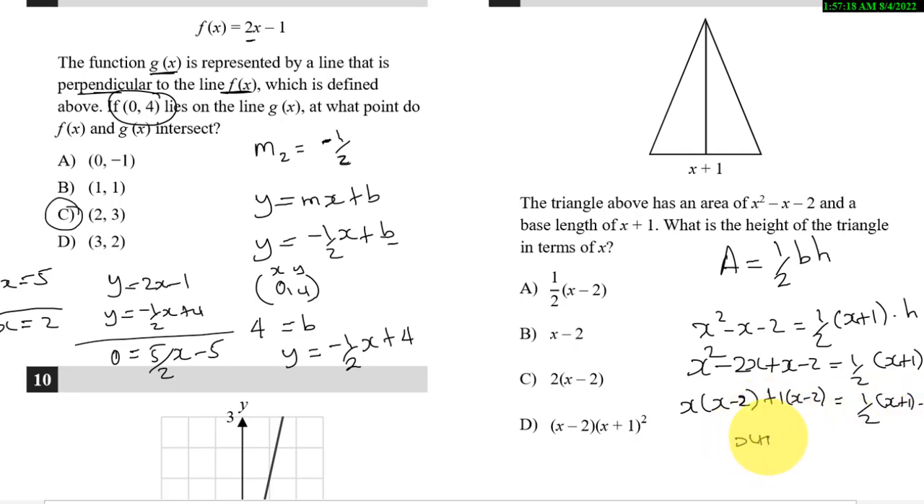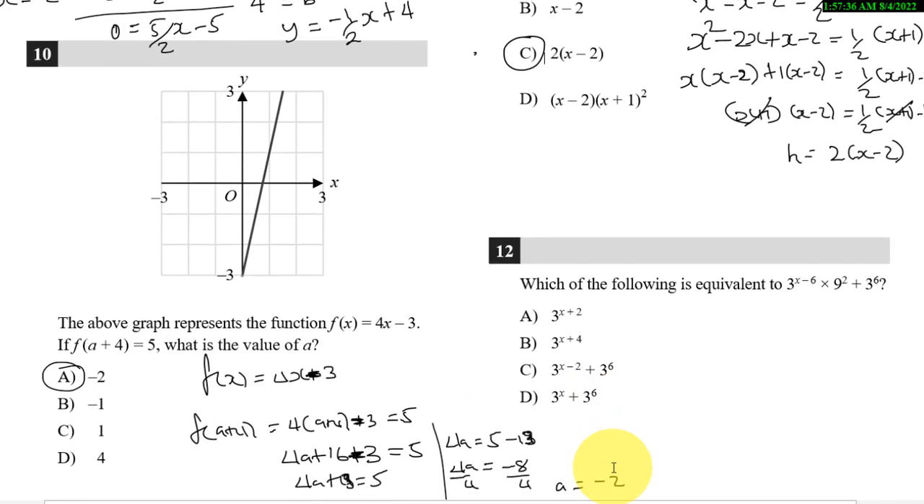So this x plus 1 cancels with this, and it leaves us with the height as 2 into x minus 2, and the height is C.